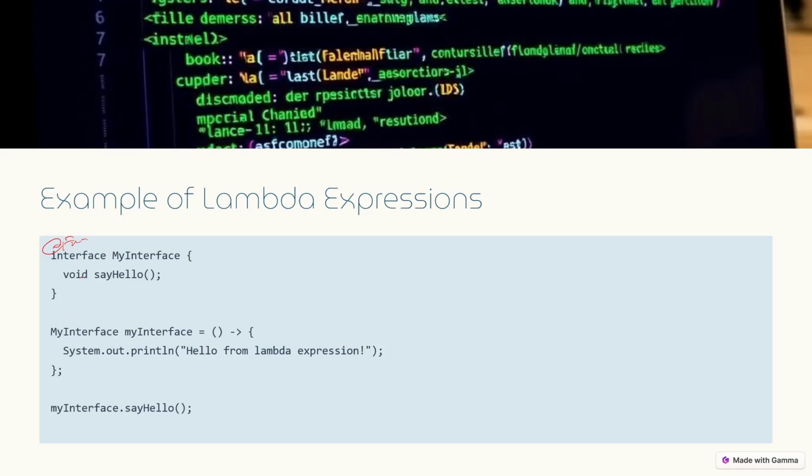I have a method, void sayHello. How do I implement this? I have just created an instance of my interface, with an anonymous function. This is the anonymous function we can write for this single abstract method. So this is a lambda expression. Here we are just putting the nameless function. Hello from lambda expression. Get it?